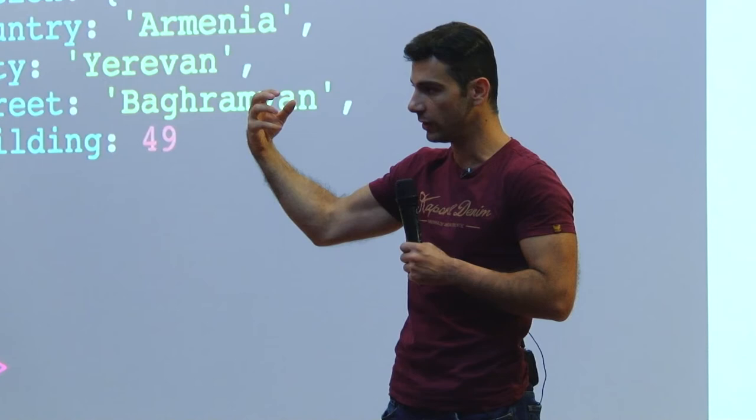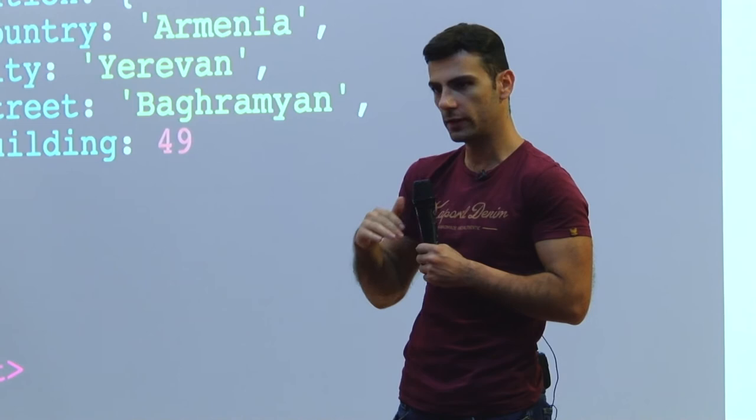And then later, if someone wants your information, they might make a request to the server, which will read this information and then send it to them. They then read it as a JavaScript object and display it on the screen. Does that kind of make sense? Anyone completely lost here? Okay, good.